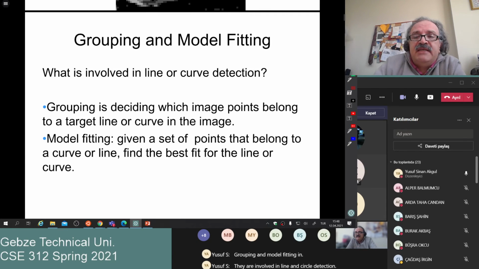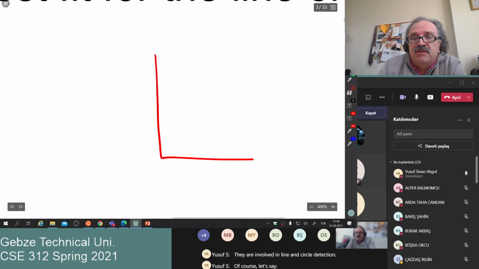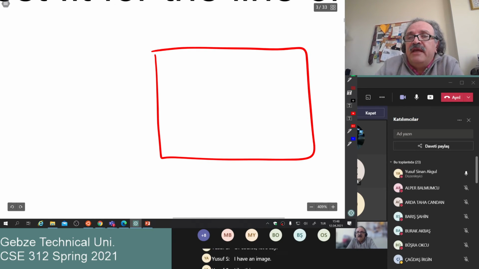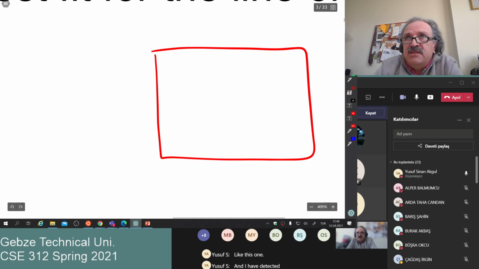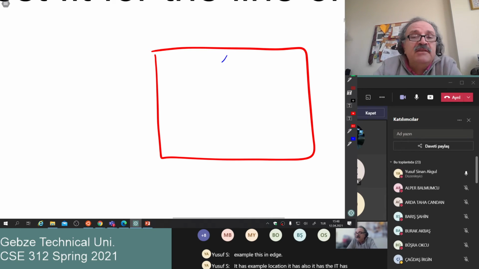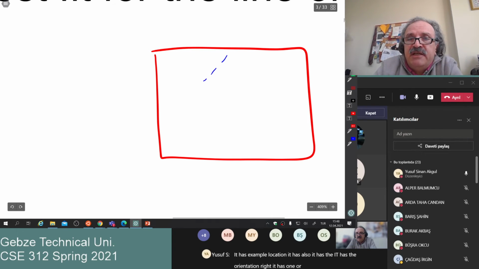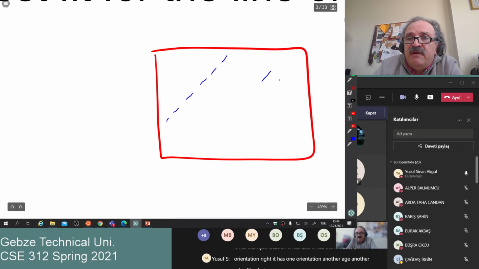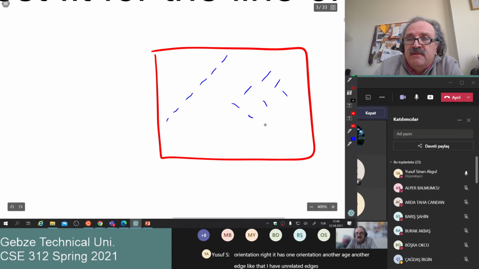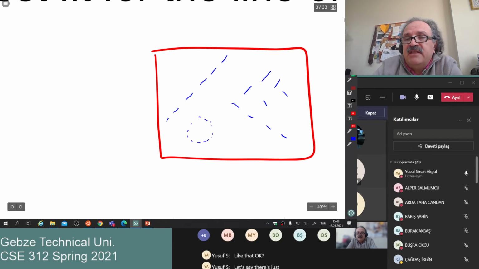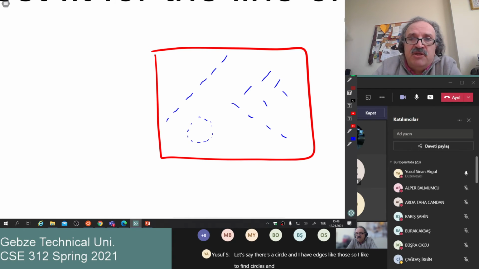Of course, let's say I have an image like this one, and I have detected many edges or points of interest. For example, this is an edge. It has X and Y location. It also has the orientation, right? It has one orientation, another edge like that. I have unrelated edges like that. Okay. Let's say there is a circle and I have edges like those. So I'd like to find circles and the lines in this picture.